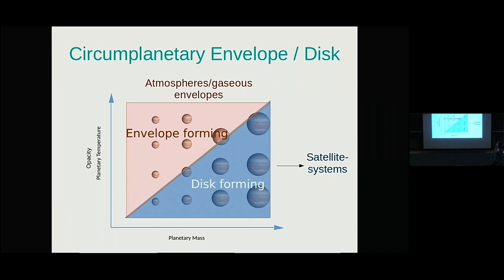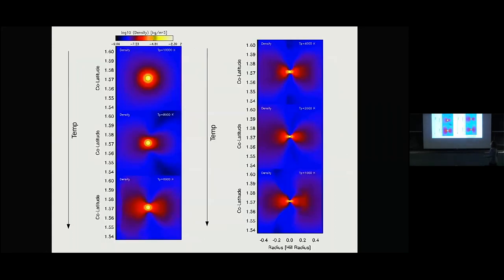Why does this matter for us? Because if you want to form moons, then you have to have disks. This is the reason why Jupiter, Saturn, Uranus, and Neptune have satellite systems. They formed circumplanetary disks. However, within the snowline, the terrestrial planets could not form circumplanetary disks. They only formed an envelope, and therefore they formed only their first atmosphere, and there was no hope to form any satellites. You can see here how everything depends on the temperature.